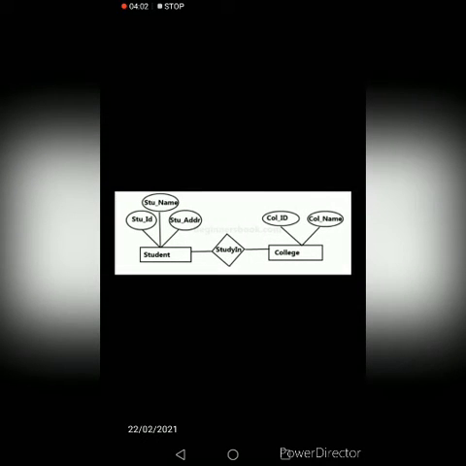So, this is an example of an entity relationship diagram. For this example, there are two entities, the student and college. The relationship between student and college is many to one, as a college can have many students. However, a student cannot study in multiple colleges at the same time. So, dito makikita nyo there is a relationship between student and college.